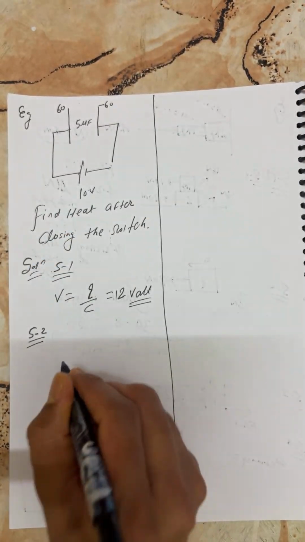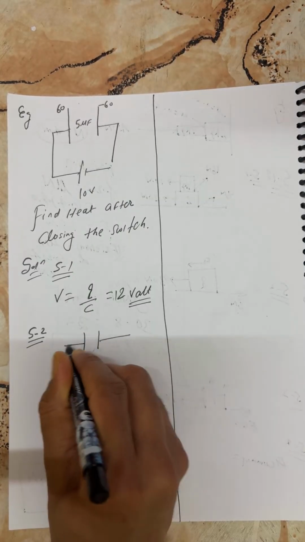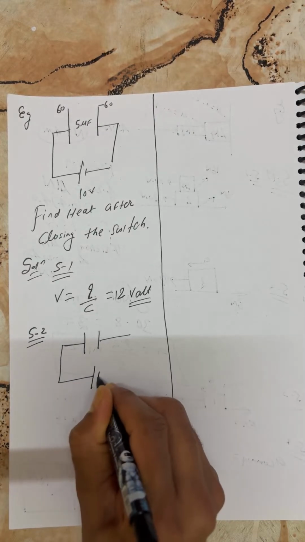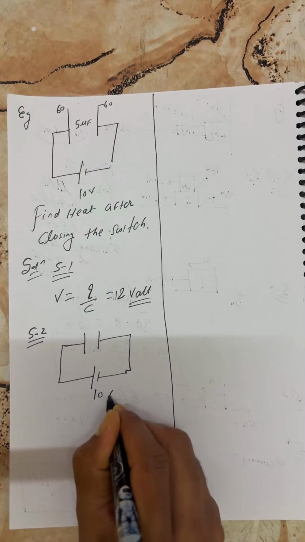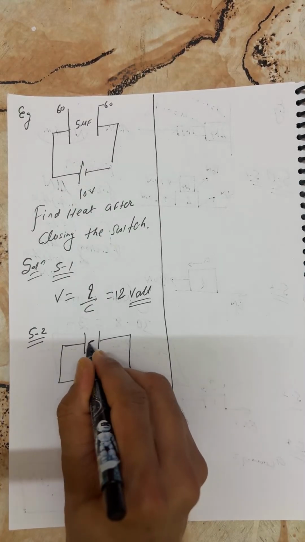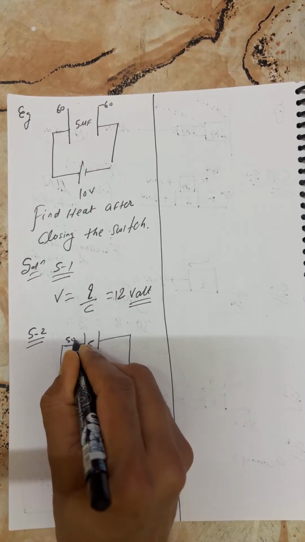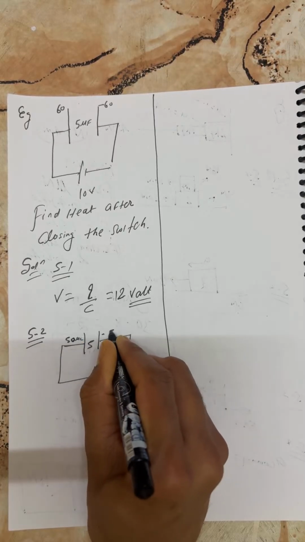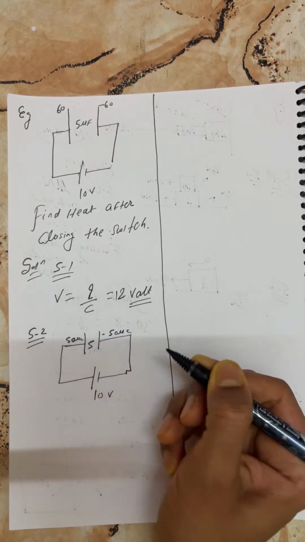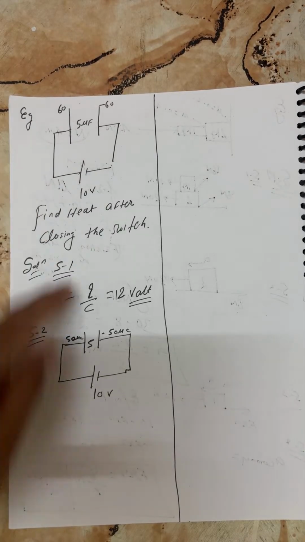But we can think here, after closing the switch, this is the capacitor which is connected to a 10-volt battery. 10-volt battery, beta. This is a 5, so 10 times 5 is 50 microcoulomb. And here, kids, minus 50 microcoulomb. Right.